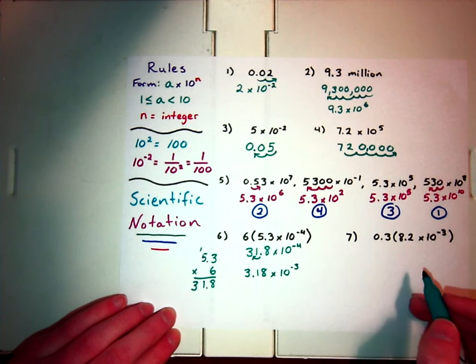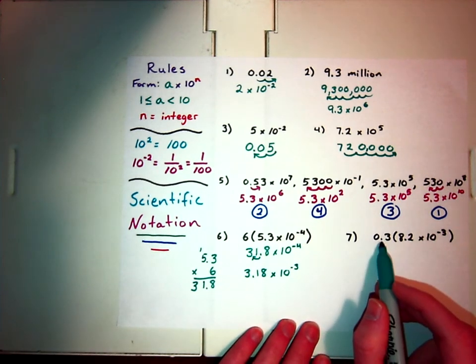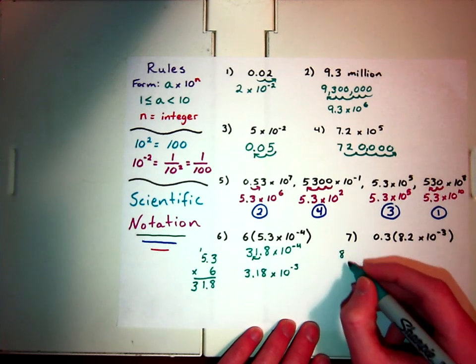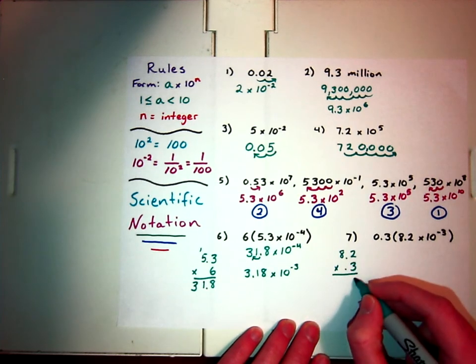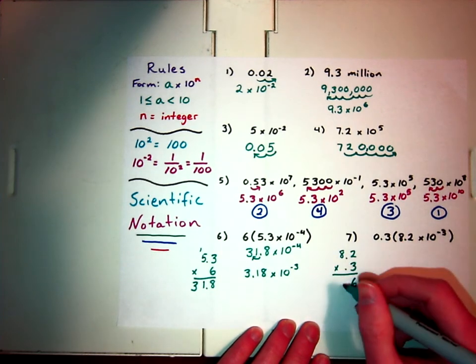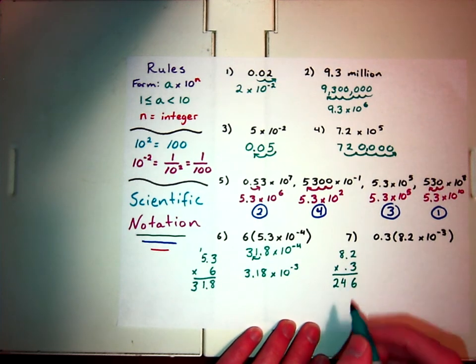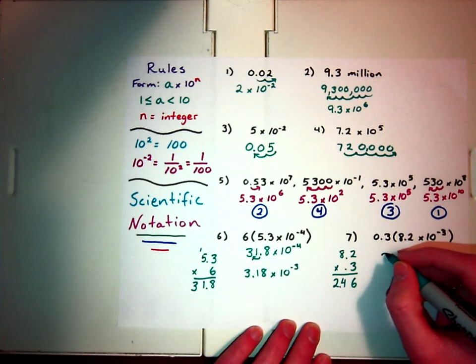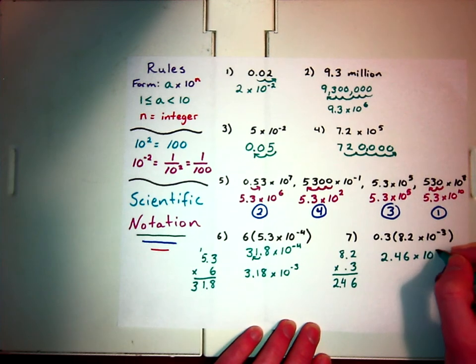For this next one, I'm going to again use that same strategy. I'm going to multiply 0.3 times 8.2. You can write that off on the side. 8.2 times 0.3. I get 6, 246, but there are 2 decimal places, so I put the decimal there. 2.46 times 10 to the negative 3rd.